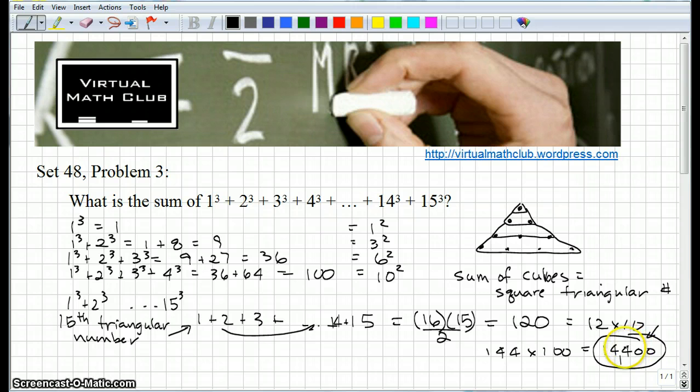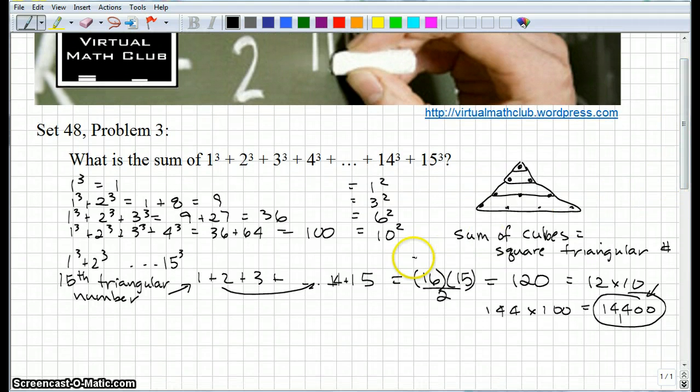It is true that the sum of n cubes is equal to the square of the nth triangular number. So that's a really interesting property. There are a couple other properties that are interesting too.